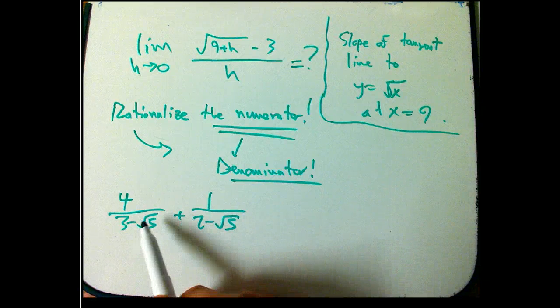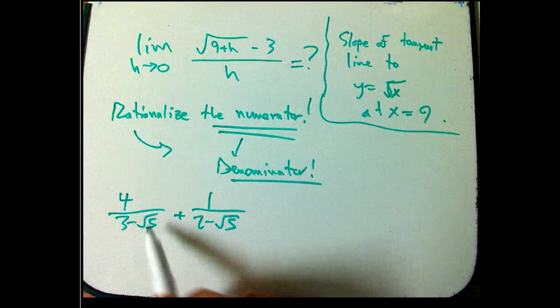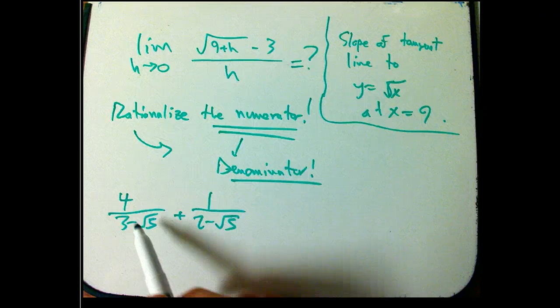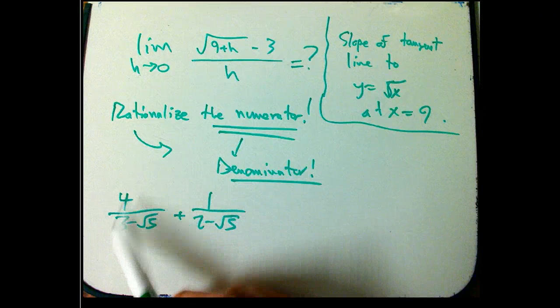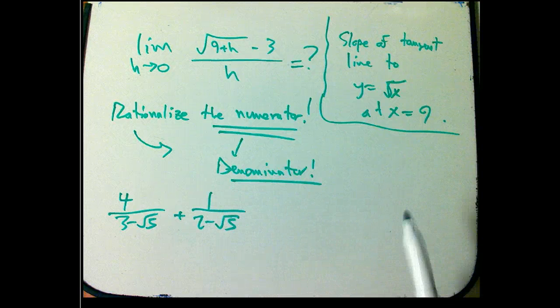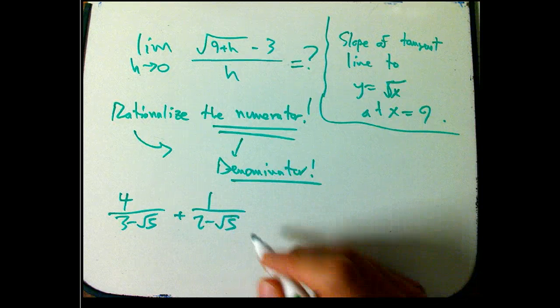Well, we know that when addition or subtraction happens in a denominator, it's really hard to deal with that. Okay, you definitely can't say this is 4/3 minus 4 over root 5 plus 1/2 minus 1 over root 5. That is absolutely not true. But there's this wonderful thing you can do.